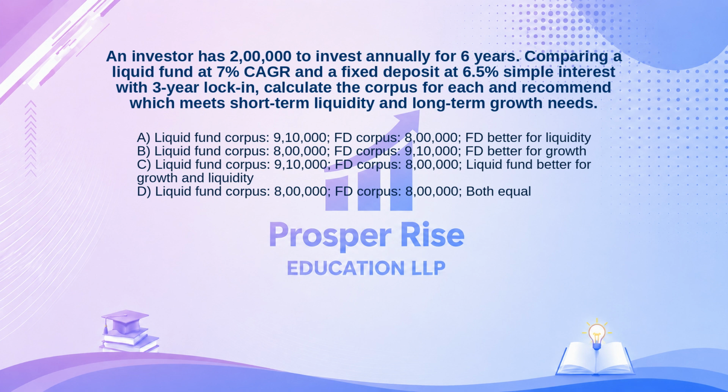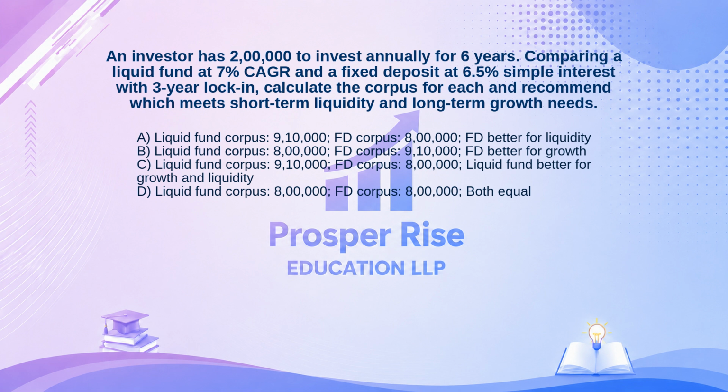Here are your options. A. Liquid fund corpus 9 lakh 10,000, FD corpus 8 lakh. FD better for liquidity. B. Liquid fund corpus 8 lakh. FD corpus 9 lakh 10,000. FD better for growth. C. Liquid fund corpus 9 lakh 10,000. FD corpus 8 lakh. Liquid fund better for growth and liquidity. Or D. Liquid fund corpus 8 lakh. FD corpus 8 lakh. Both equal. Take a moment to pause the video and decide.